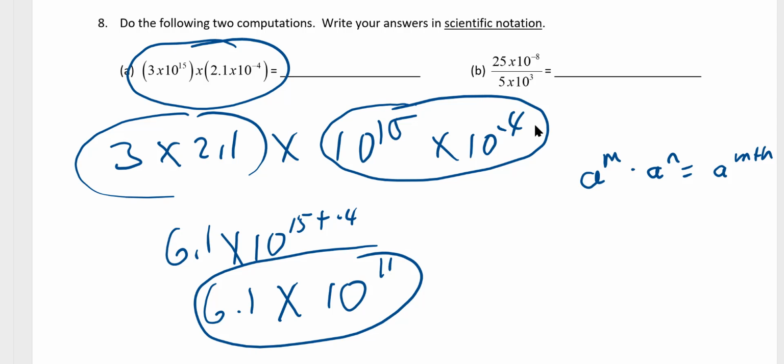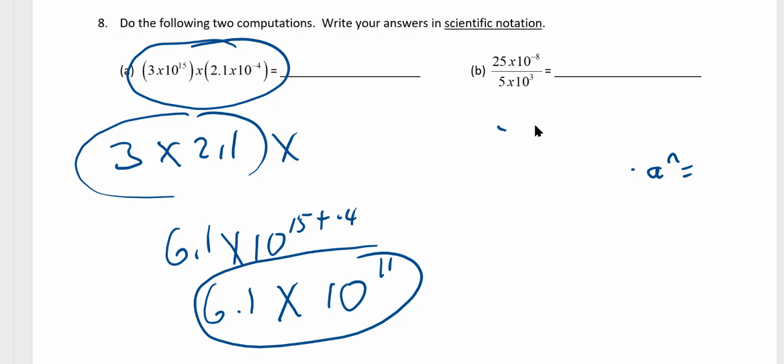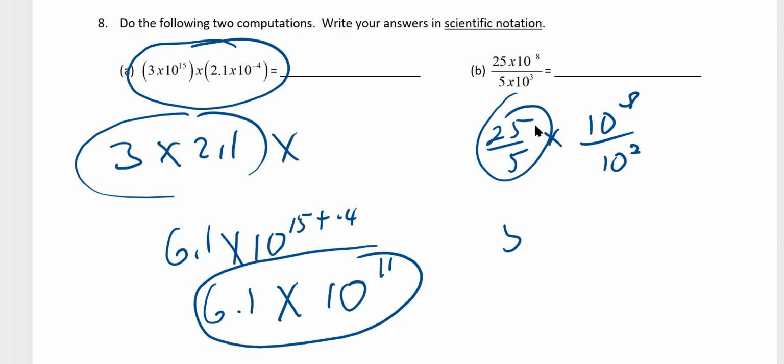Okay, let's do the second one now. To do the second one, I'm going to kind of split this up. This becomes 25 over 5 times 10 to the negative 8 over 10 to the 3rd. 25 over 5 is 5. And this becomes 10 to a power. And this is similar to the very first thing we did. Let me go back and show you the first thing that we looked at.